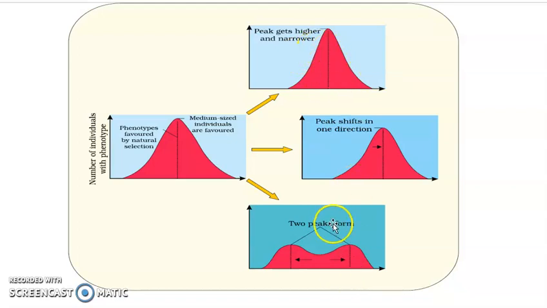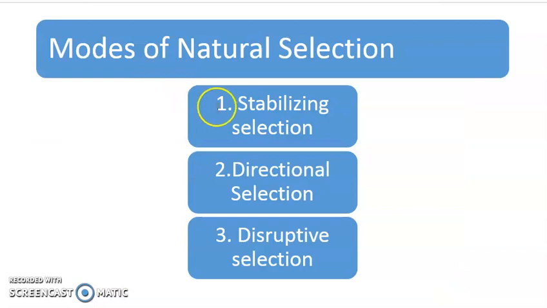So we get three different types of peaks. The first one is stabilizing, okay? This one is directional, and this one is disruptive. Now we will discuss them one by one with the help of examples. So what are the three modes of natural selection? The very first one is stabilizing natural selection, then directional natural selection, and the third one is disruptive natural selection.